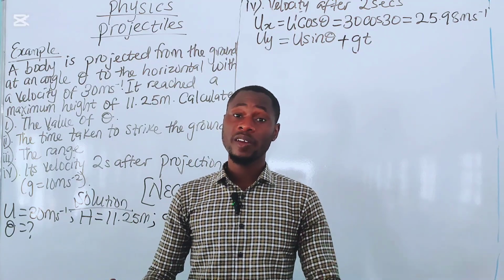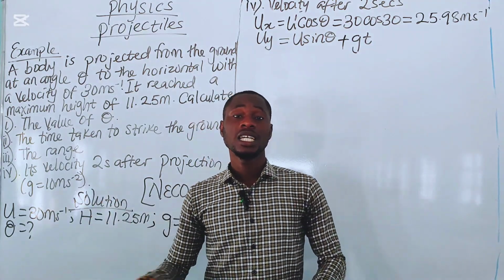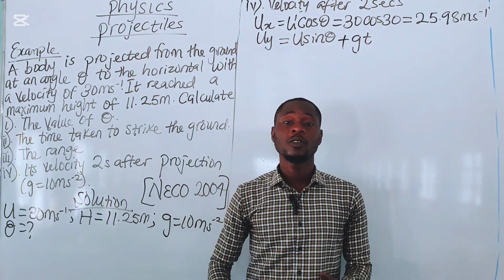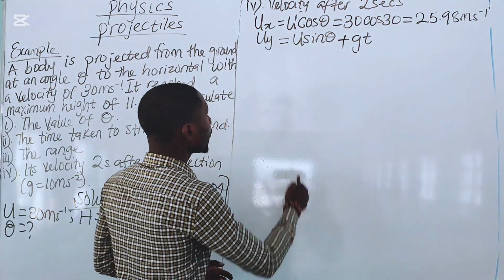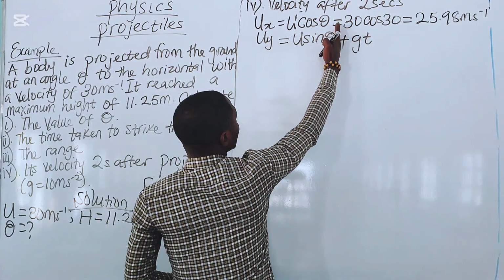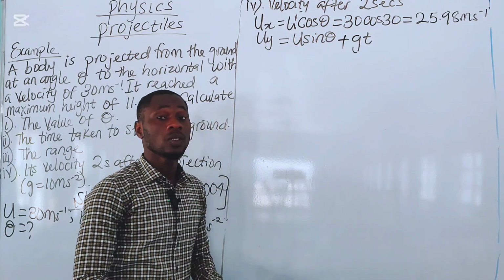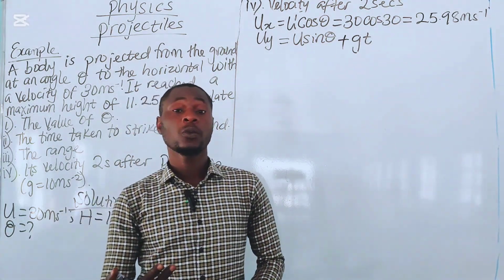The nature of the increase and decrease in the vertical component of the initial velocity. The vertical component is only equal to u sine theta at the point of projection.